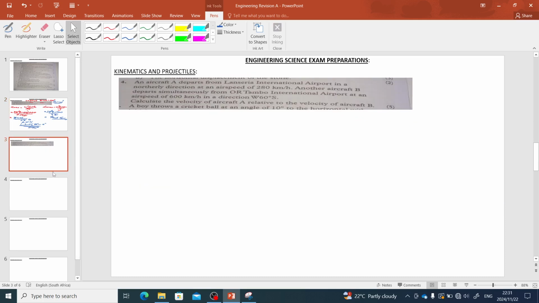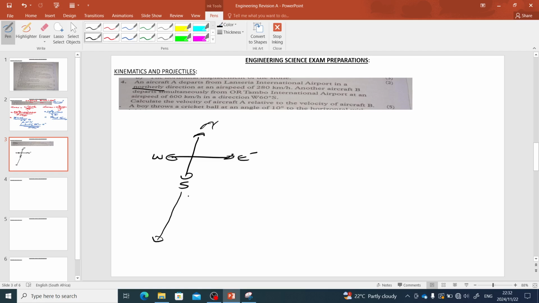Now, let us look at the second question. The second question is your relative motion. We are given an aircraft A departs from Lanseria International Airport in a northerly direction. What is it that we know about the northerly direction? We know that it is the direction from north to south. Now you then have to make your projection. This would be your north, east, south, west. Now it is from north to south.